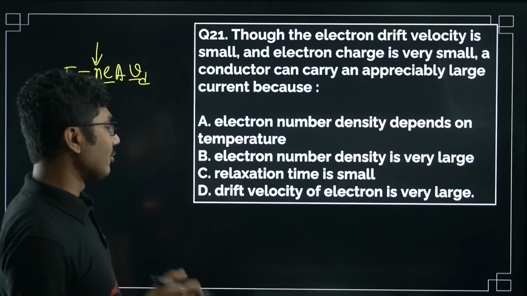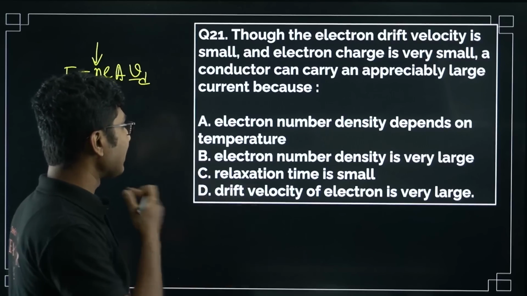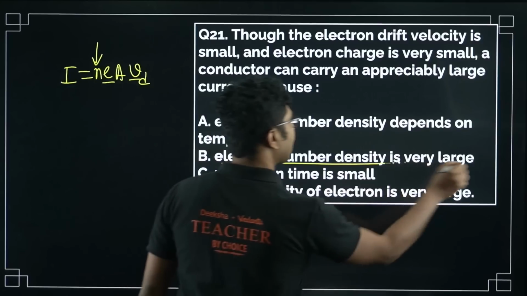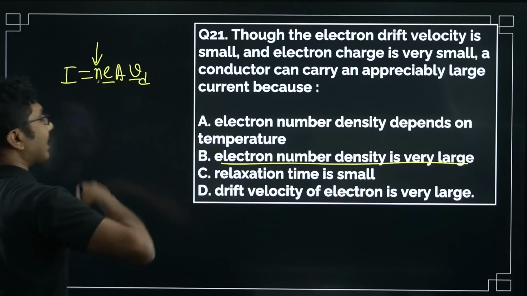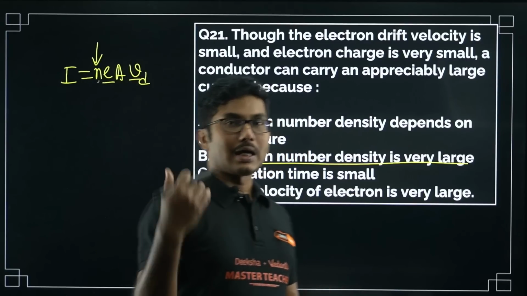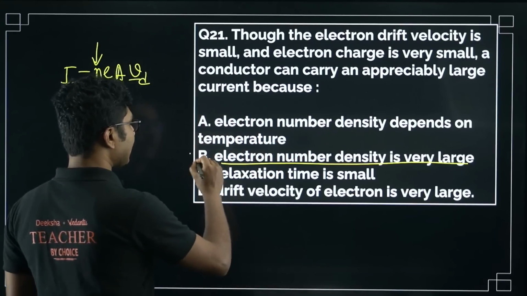Yes, it depends on the temperature, but let's see other options. Electron number density is very large. Yes, electron number density n is very, very large. It is of the order of 10 to the power of 28. That is why a conductor can carry current. So option B is correct.